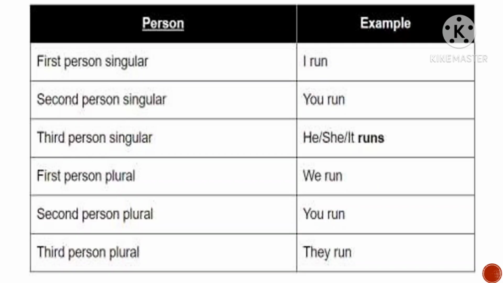In the first person, you say I run. In the second person, you run. Third person, he, she, or it runs. First person plural, we have we run. Second person plural, you run. And the third person plural, which is they run. So remember that in the simple present tense, we use the S form or the base form of the verb. Forming simple present tense, in other words, it only changes in the third person singular.